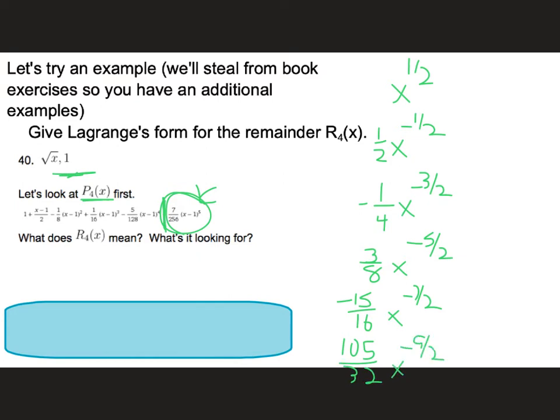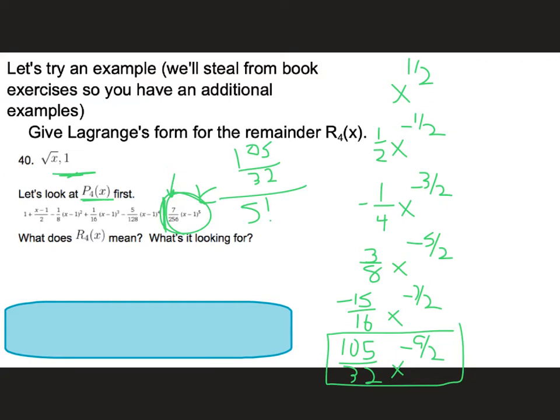That part's going to be useful for us. That's going to be what the fifth derivative looks like. That 7 over 256 is going to be related to that, because if you take 105 over 32, over 5 factorial, that's where that 7 over 256 idea comes from.